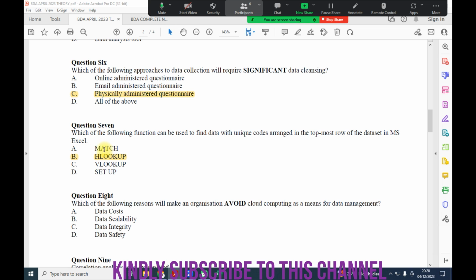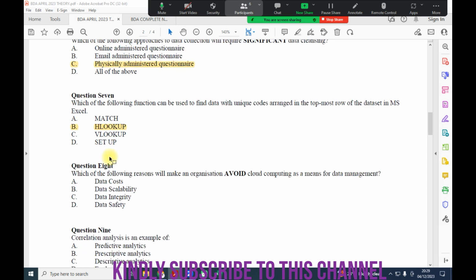Match was looking for an exact match in different columns or in different rows. So the answer here was H lookup. H is for horizontal, and we know horizontal refers to the rows. But V in the lookup is vertical, which refers to the columns. Vertical will return for the column, but H will return for the row, the one that is arranged on the topmost row. So in the previous lesson we were talking about V, but the answer we corrected should be H. H lookup was the answer for question number 7.